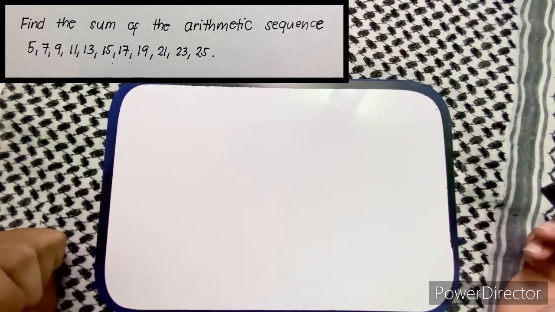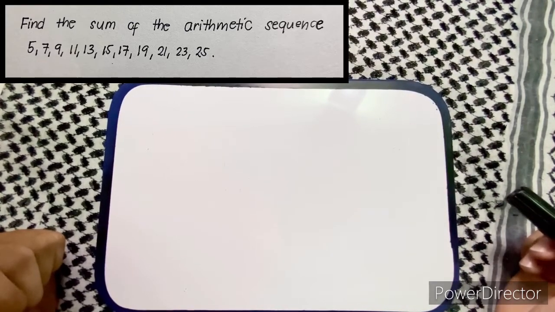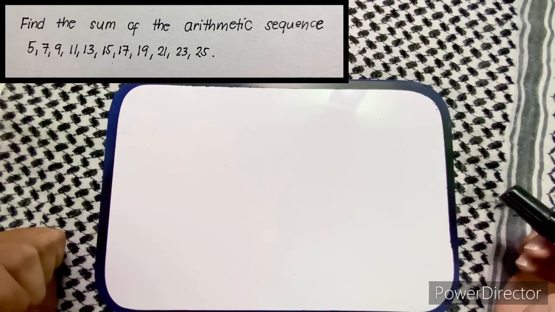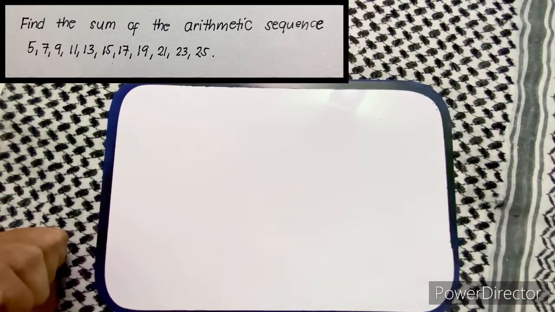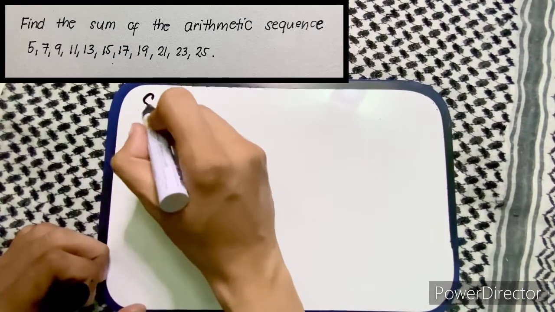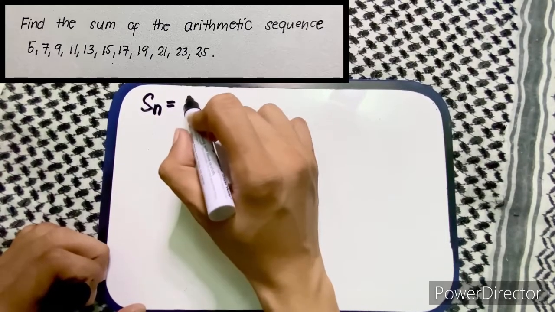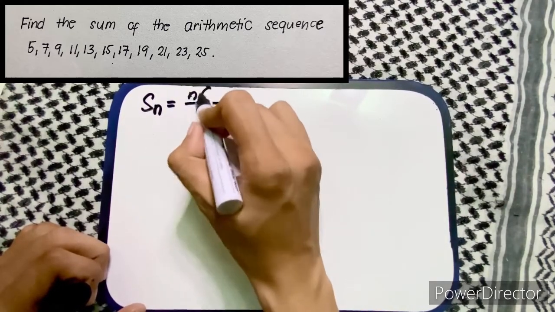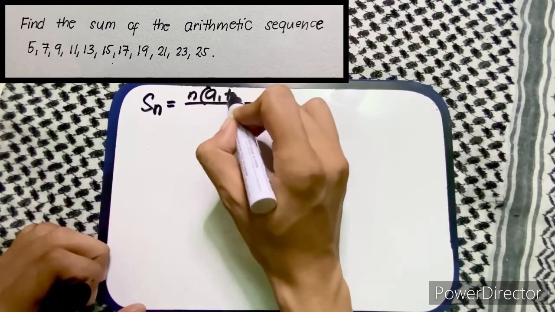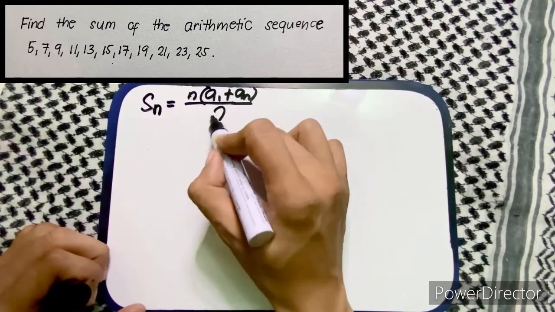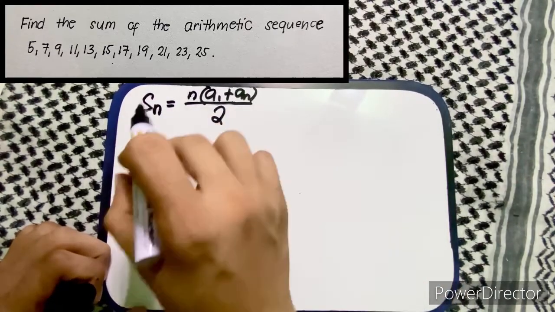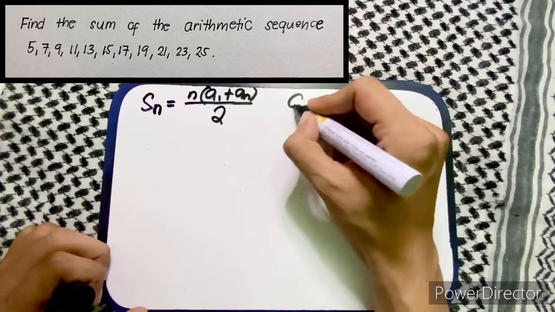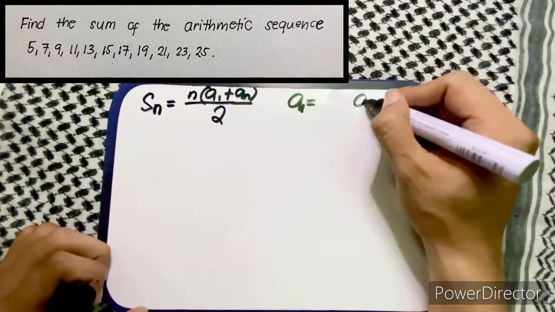Find the sum of the arithmetic sequence 5, 7, 9, 11, 13, 15, 17, 19, 21, 23, 25. So this is a finite arithmetic sequence because it stops at the 11th term, which is 25. Okay, so we will use this formula: S sub n equals n times the quantity of a sub 1 plus a sub n, over 2. We will use this formula if our a sub 1 and our a sub n are given.